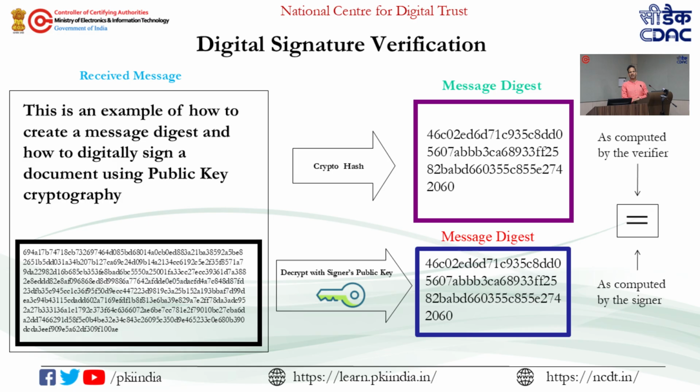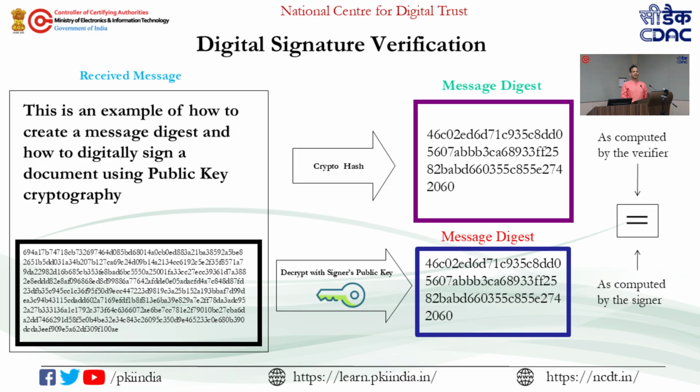The signature was signed using the private key, so I will try to decrypt it using the public key, because I have to do the reverse. If it was encrypted using the private key, I have to decrypt using the public key. So I decrypt using the signer's public key, because the signer signed with the private key. Both will give me a message digest, because the crypto hash gives a message digest, and the decryption will also give the message digest, because the message digest was what got encrypted using the private key. I just have to compare these 2 message digests, whether they are the same or not.